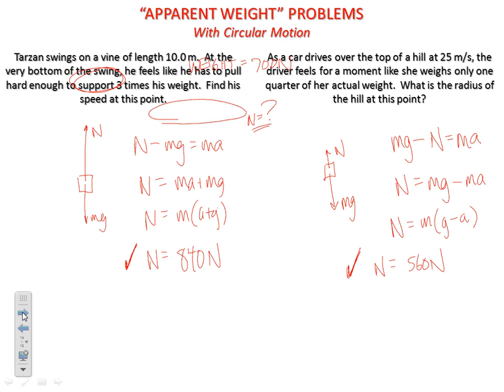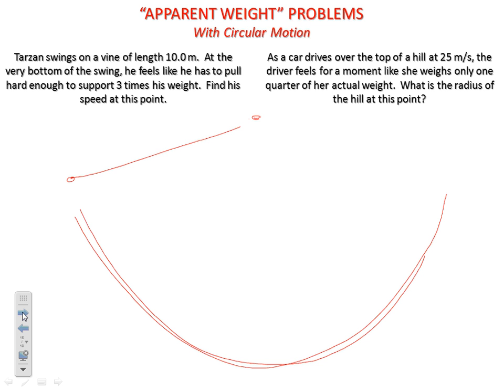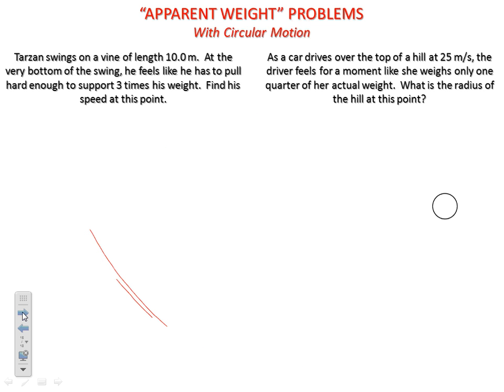All right, we can apply these same things to some circular motion stuff. Here's Tarzan. At the very bottom of the swing, he feels like he has to pull hard enough to support 3 times his weight. Maybe you can imagine that, right? You're on a big rope swing, and at the bottom, oh, you feel heavy, and at the top you feel lighter. Heavy and lighter, right? So at the very bottom, again, the only 2 places we're ever really going to have to do analyses of circular motion forces are at the top or the bottom. So if we say we're at the bottom here, here's what we have.